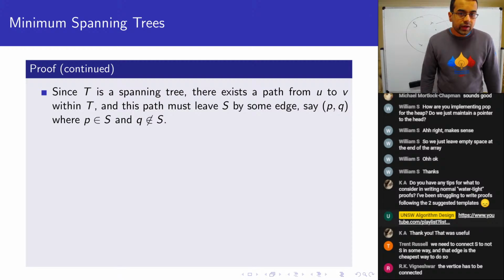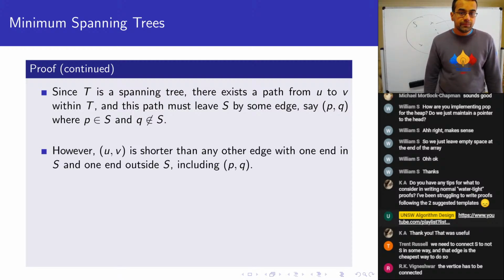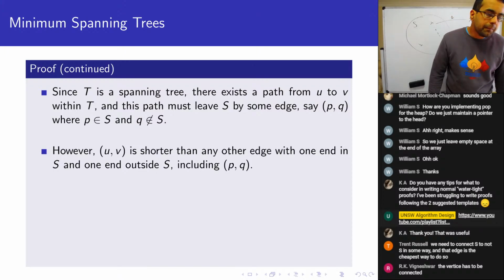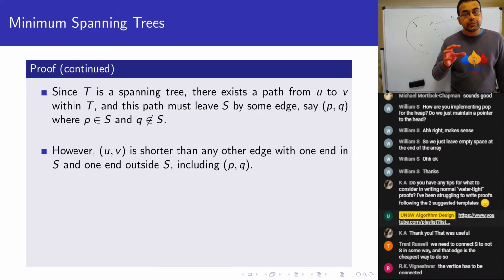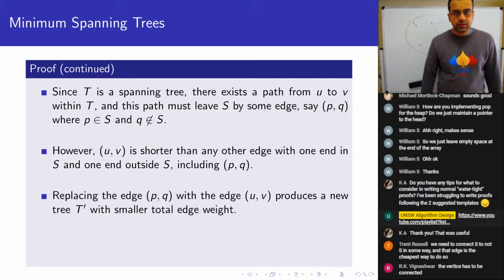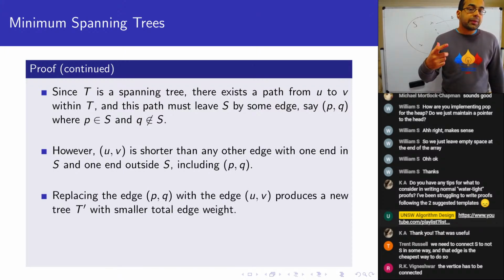So this path from U to V must leave S using some edge PQ. But as we mentioned, the edge between U and V is shorter than any other edge that goes between S and not S. So replacing that edge PQ with the edge UV is going to produce a new tree because every pair is still connected, has the same number of edges, but we'll have reduced the total edge weight.